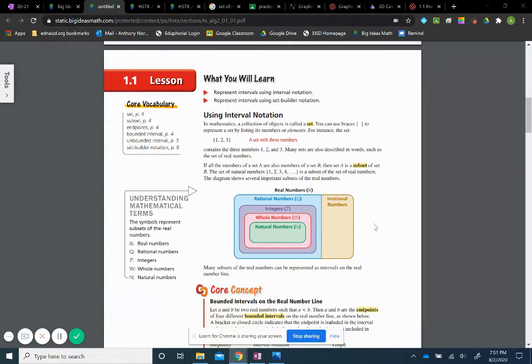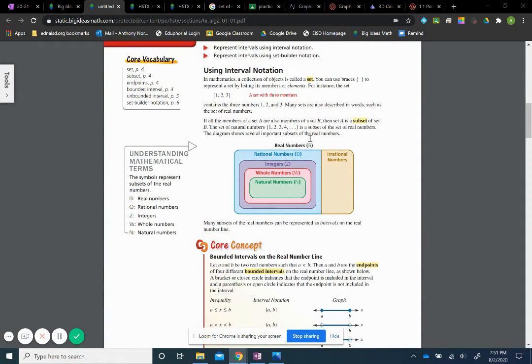We're starting in our online textbook, lesson 1.1. I'm going to be going in a slightly different order than what the page has. I'm going to talk about the real numbers. You may or may not remember this from your other classes. So we're going to go over the natural numbers, the whole numbers, the integers, the rational numbers, and the real numbers.